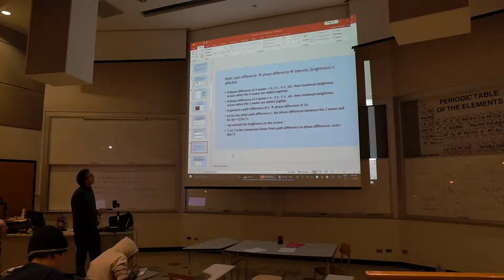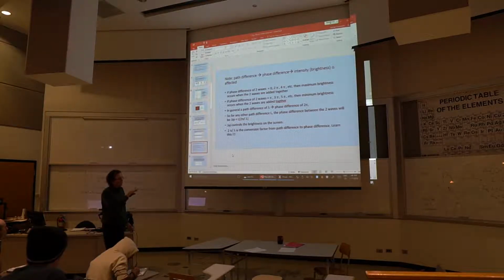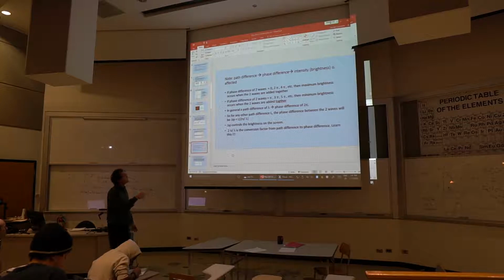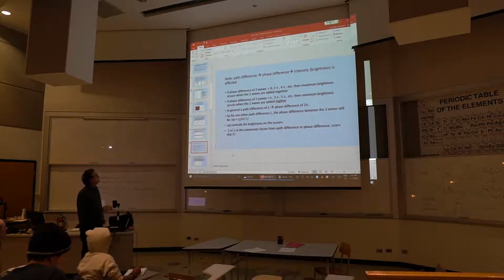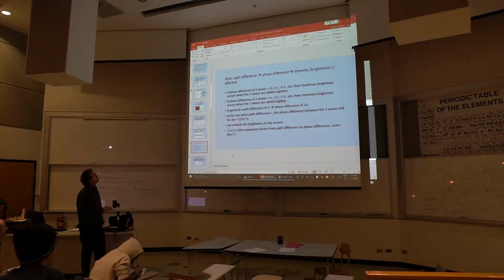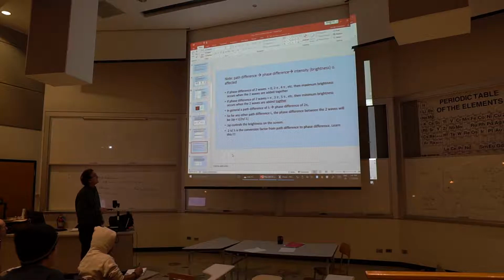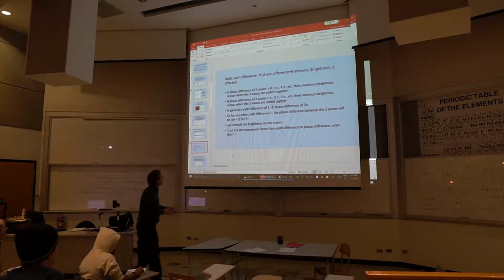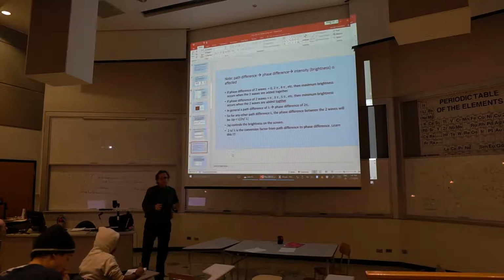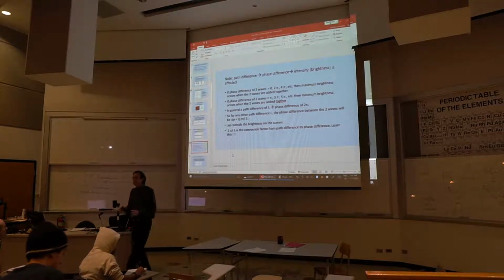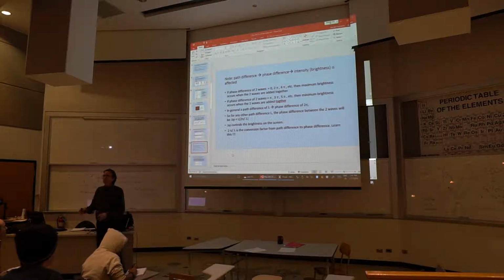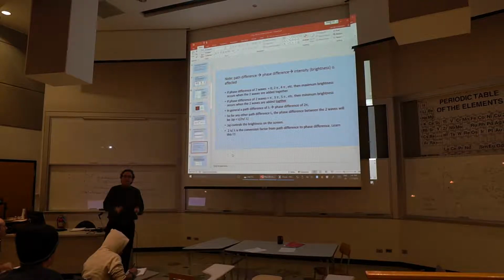Or in general, if one of the rays travels any extra distance L, which in our case happens to be d sine theta, this d sine theta is the path difference that we're talking about, times 2 pi over lambda gives you the phase difference between the two. Okay? So that's an important principle. Phase difference is equal to path difference times 2 pi over lambda. I will probably repeat that every class for a while.